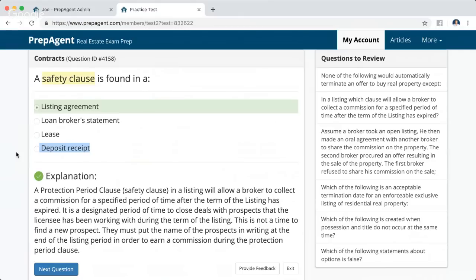This is that thing where if you find a buyer during the term of the listing and they don't write an offer during the term, but if they write it after the listing expires, you could get paid your commission. And that time is usually around 2 weeks, but as with everything else, it's negotiable.